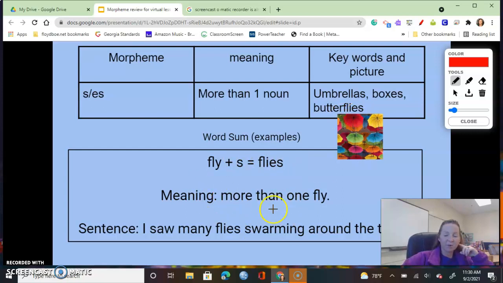Here's an example of a word sum. Fly plus S is rewritten as flies. This means more than one fly. A sentence I could use is, I saw many flies swarming around the trash.